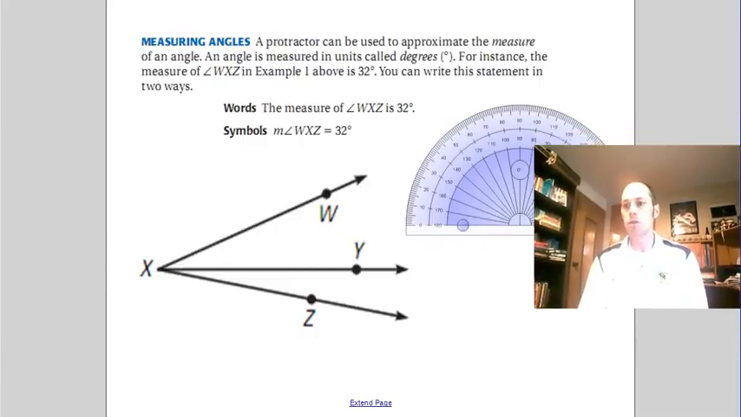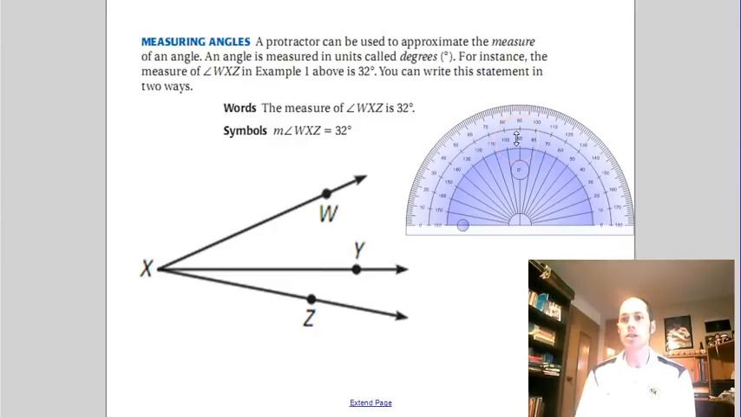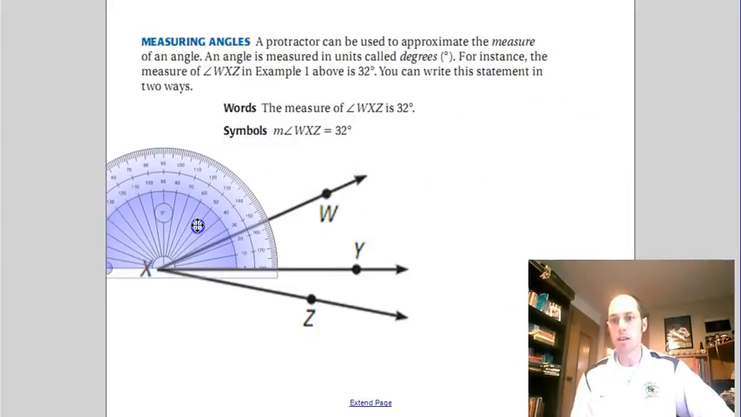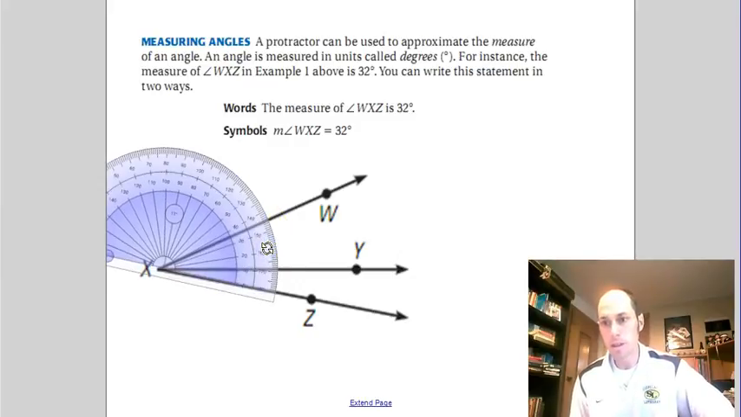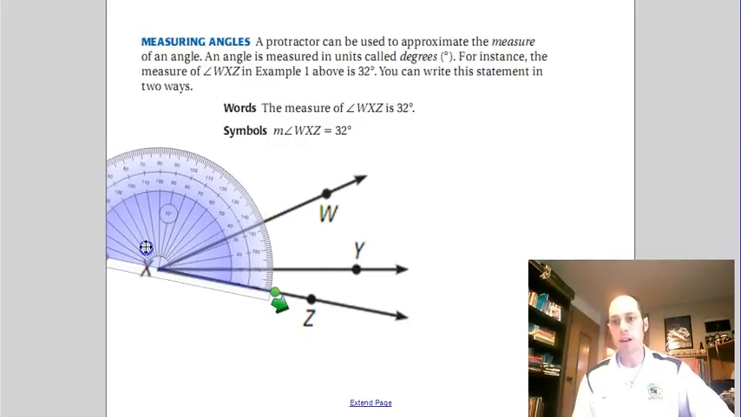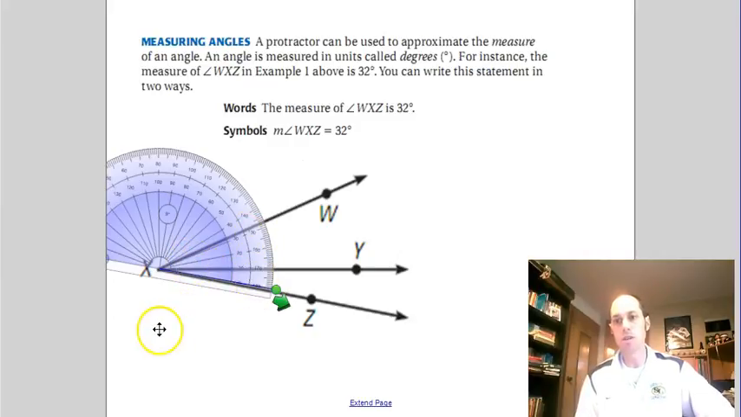As I mentioned before, we use our protractor to measure the angle. Angles are measured in units called degrees. For instance, angle WXZ is 32 degrees. We can say the measure of angle WXZ is 32 degrees. Or if we're using the symbols, we can say the little m, which stands for measure, of angle WXZ equals 32 degrees. So if I take my protractor and rotate it over, we can see that it looks like it's approximately 32 degrees. Depending on the degree of error, I might not be able to get it perfectly, but it should match up and be pretty close to 32 degrees.